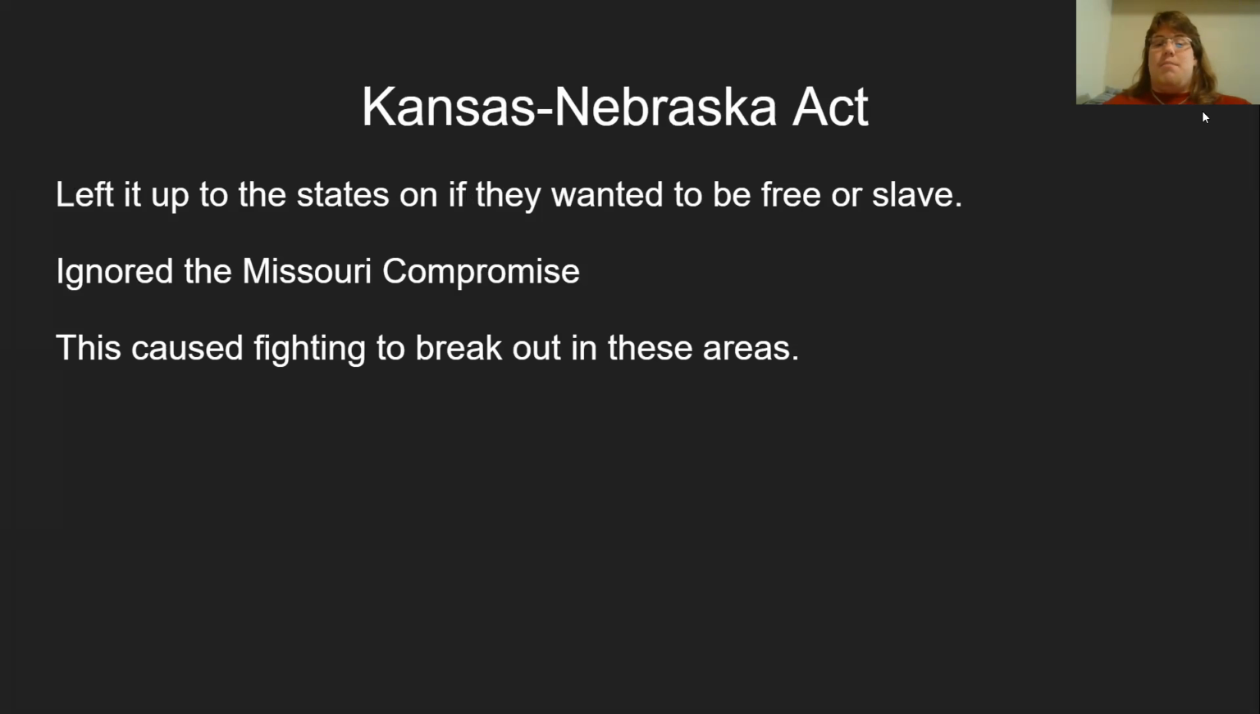Then you had the Kansas-Nebraska Act. This completely ignored the Missouri Compromise, and it left it up to the states whether they were going to be free or slave. And this caused a lot of fighting between the people in each state, and there was a lot of death caused because of it.